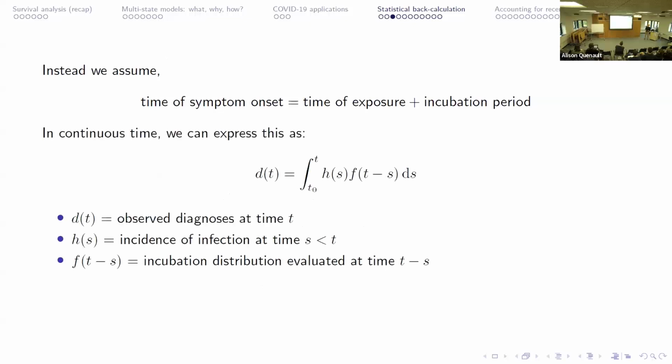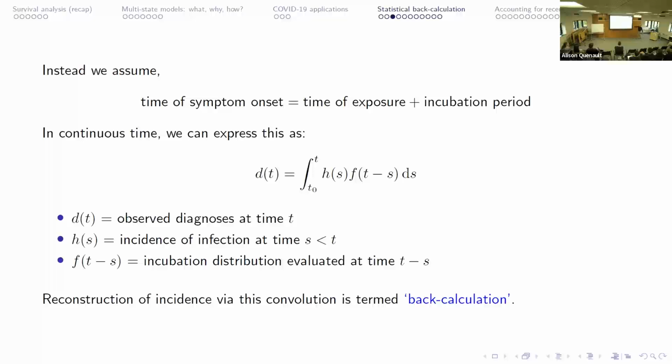We can make some assumptions. Here we might assume that the time of someone's symptom onset is equal to the time of their exposure plus some incubation period. That's fairly non-controversial. This can be expressed in continuous time by saying that observed diagnoses at time t are an integral over people who acquired their infection at time s less than t, multiplied by the incubation distribution from time s to time t. People who acquired their infection a long time ago, with a long incubation period, might be diagnosed at the same time as people who acquired their infection recently, but only have a short incubation period. So diagnoses are going to be a mix of different times of infection and different lengths of incubation.